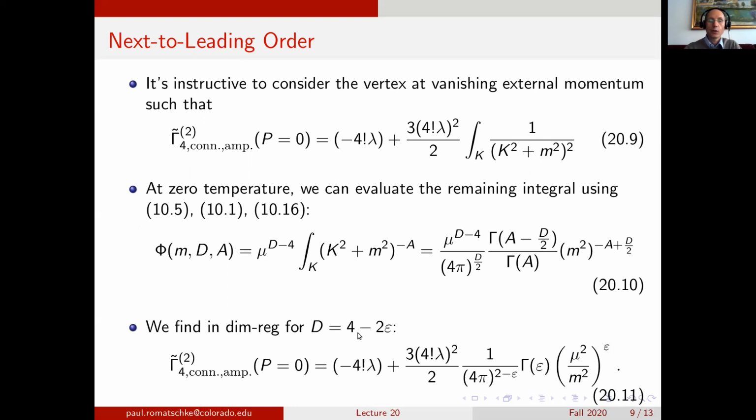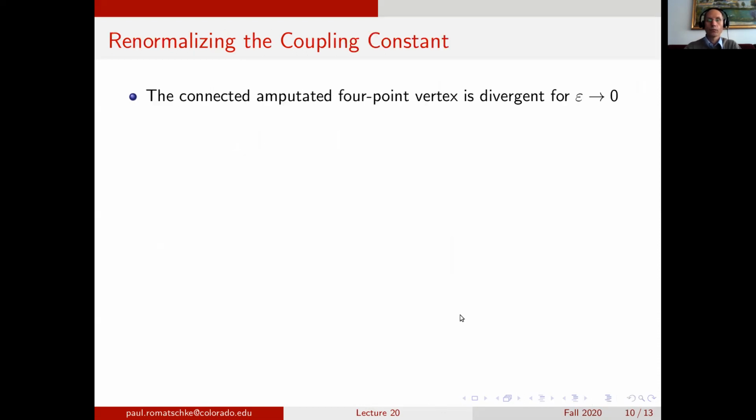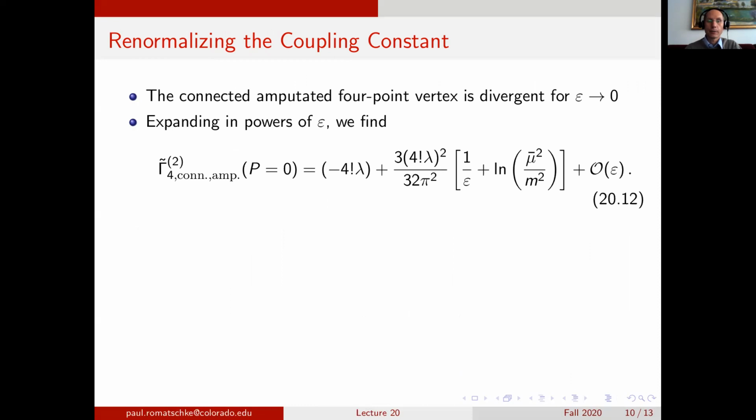So if we set d is 4 minus 2 epsilon, we have a result for the connected second order perturbative expression at 0 momentum. There's a finite term at leading order, and then there is a divergent term at next to leading order. It's divergent because the gamma of epsilon tends to infinity once we send the regulator epsilon to 0. So the connected amputated 4-point vertex is divergent. We can expand in powers of the regulator epsilon, and we find an expression that has the familiar structure from renormalization, that's given in this equation 20.12 here.